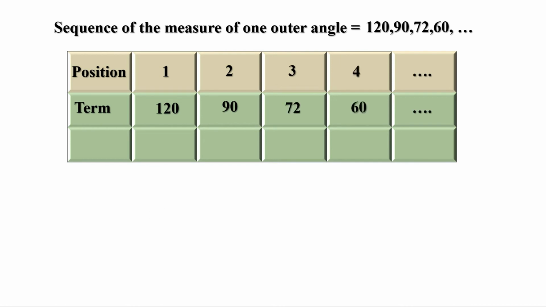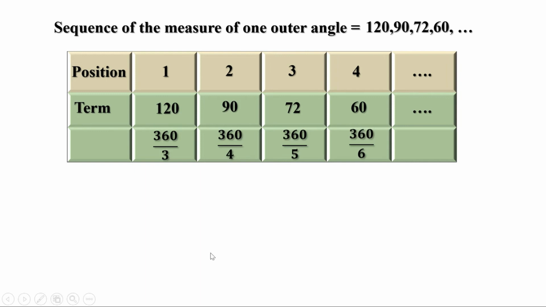Sum of the outer angles is 360, and there are 3 outer angles for an equilateral triangle. So 120 equal to 360 by 3. The 360 is the sum of the outer angles and 3 is the number of outer angles. The same way 90 can be written as 360 by 4, where 360 is the sum of the outer angles and 4 is the number of angles. The same way 72 equal to 360 by 5 and 60 equal to 360 by 6.